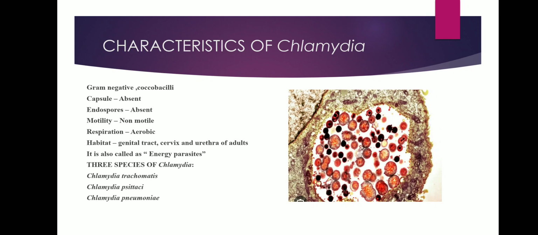Chlamydia trachomatis is also called an energy parasite, which means it can't produce its energy by itself. For its energy, it should depend on another host. It is called an energy parasite. In chlamydia, there are three species: Chlamydia trachomatis, Chlamydia psittaci and Chlamydia pneumoniae. In this video, I am going to explain about Chlamydia trachomatis.